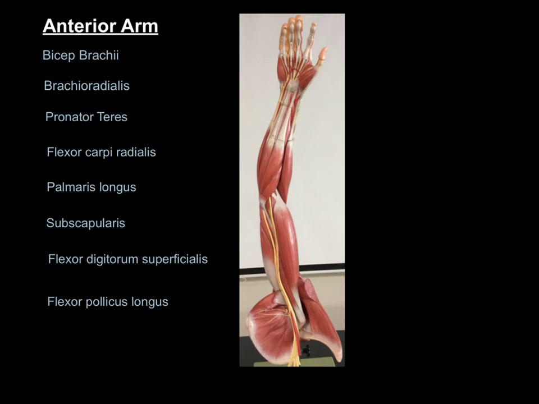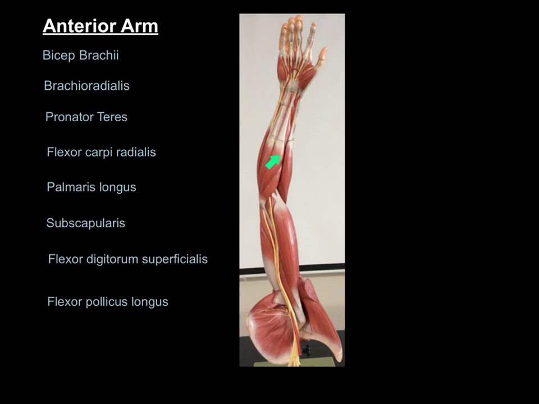That always gives you a starting point in case you're confused on an exam. Wait, what muscle is that? If I can go back to my starting point and I know the order in which the muscles occur, it helps me to figure out where I'm at. So like I said, I like to start on the lateral or thumb side of the anterior arm.